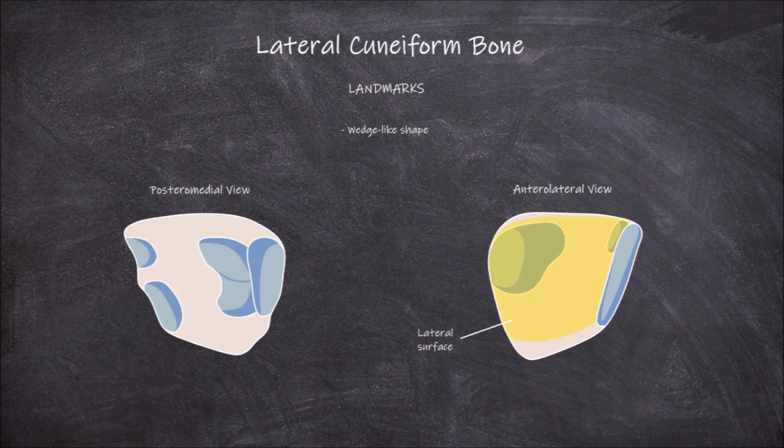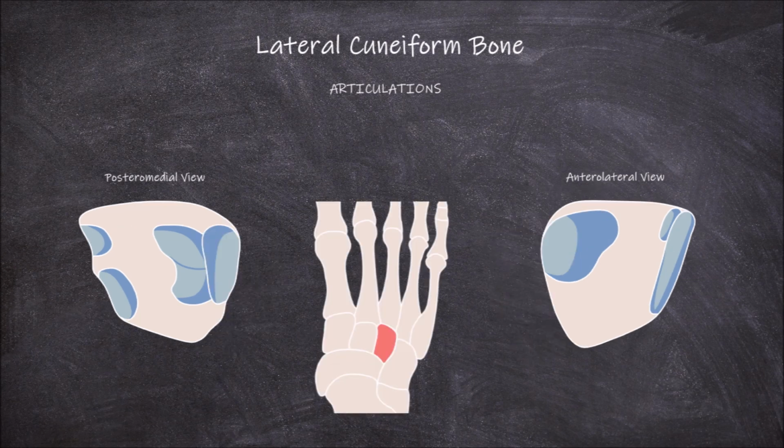The lateral surface has a facet proximally for articulation with the cuboid bone. It also has a facet on the distal portion of the surface for articulation with the fourth metatarsal bone. The anterior surface, also known as the distal surface, has a facet on it for articulation with the third metatarsal bone. The posterior surface, also known as the proximal surface, has a facet on it for articulation with the navicular bone. Let's now look at the articulations this bone has with other bones.